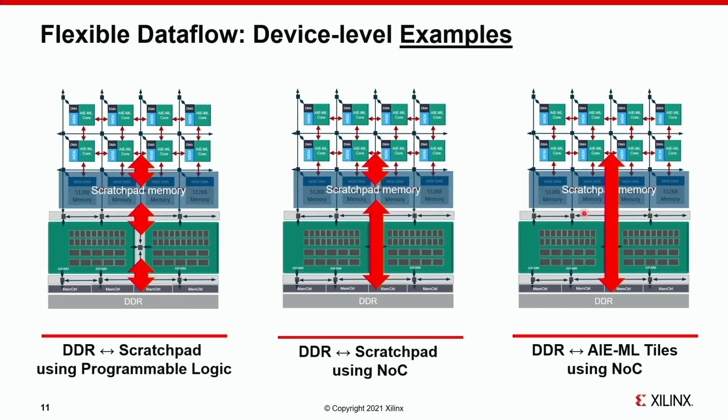Now, this slide is another concept of how we would use this architecture, but this time instead of at the array level, at the device level. It's a device level data movement slide. And we show 3 types of data movement. The first one is from external memory, external DDR, through the programmable logic, where you might want to do some pre-processing in the programmable logic before the data is pushed into the scratchpad memory that is implemented in the memory tiles. Once the data is in the memory tiles, it can be transferred to the AI/ML compute tiles.